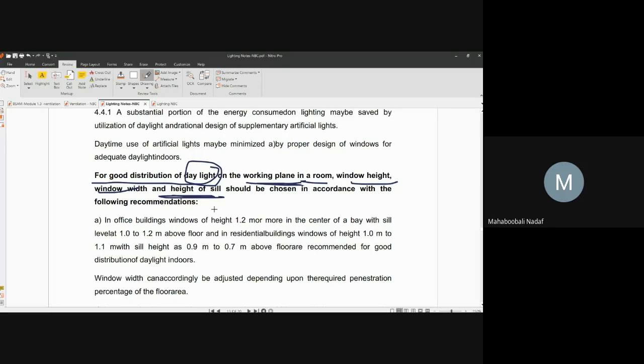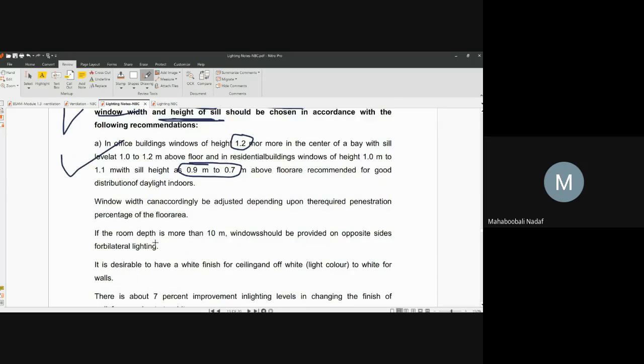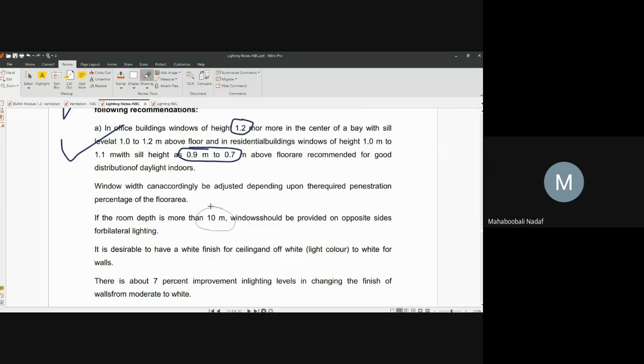Two things are there. Okay, so these are the points. What is the standard one? Window height is generally 1.2 meter in commercial; 1 to 1.2 meter are the standard window heights. Okay, now what is the sill height for the standard one? If you give 0.9 to 0.7, that will give more penetration as well as greater distribution. This is the standard one. Third thing: if the room is wider, a bigger room, then you should provide opposite windows.